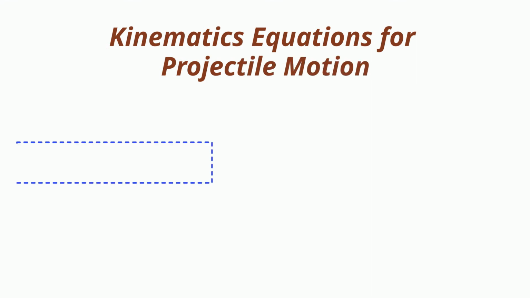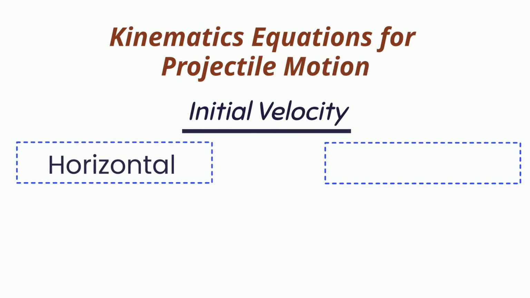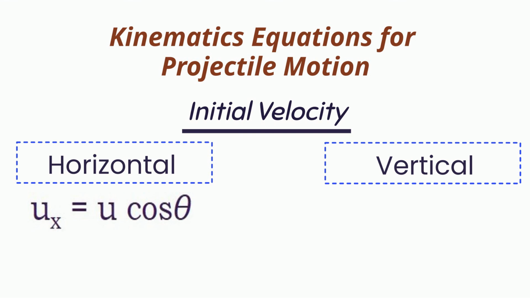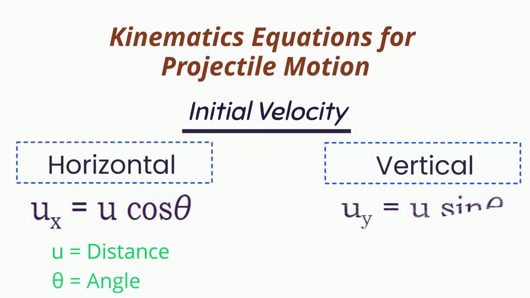Kinematic equations for projectile motion. There are two components to the initial velocity, horizontal and vertical. The horizontal component of initial velocity is ux, and it is given as ux is equal to u into cos theta, where u is the velocity in the horizontal direction and theta is the angle. And the vertical component of the initial velocity is uy, and it is given as uy is equal to u into sin theta, where u is the velocity in the vertical direction and theta is the angle.